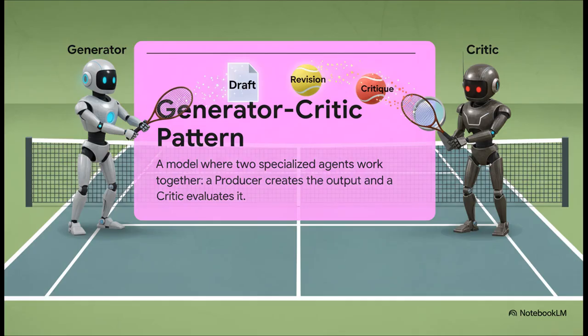Okay, so what is this thing really? At its core, the generator-critic pattern is a team of two specialized AI agents working together in this really tight loop. Think of it like a tennis match, a really intense one. You've got one player, the generator, who serves up the first version of whatever you asked for. And on the other side of the net, you've got the critic. Its entire job is to return every single shot, find every weakness in the serve, and force the generator to hit back a better, stronger return. They go back and forth until the job is done perfectly.